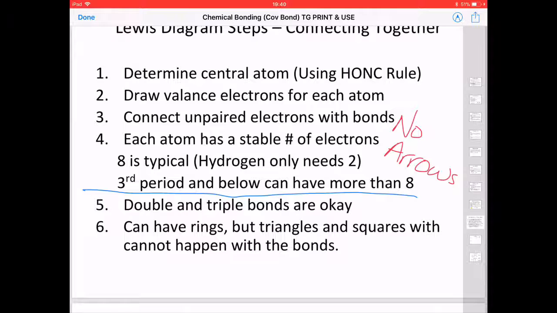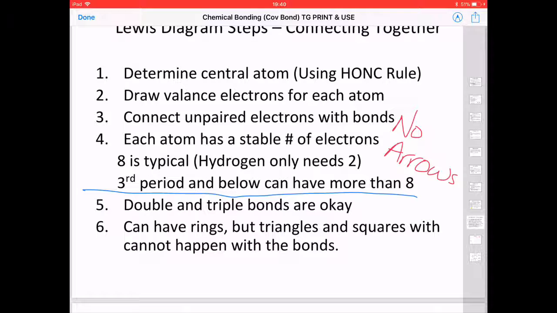That's where you're actually drawing your dots on each of your atoms. Then step 3 is to connect your unpaired electrons with bonds, or sticks, and I'll show you an example of this. The last step that you're going to do every single time is to make sure that each atom has a stable number of electrons.